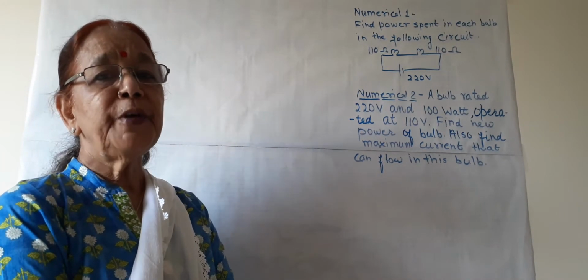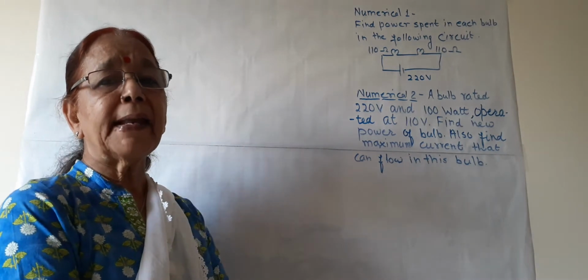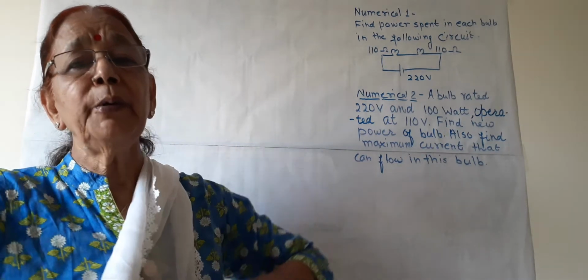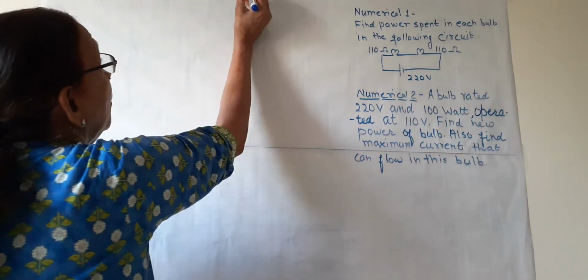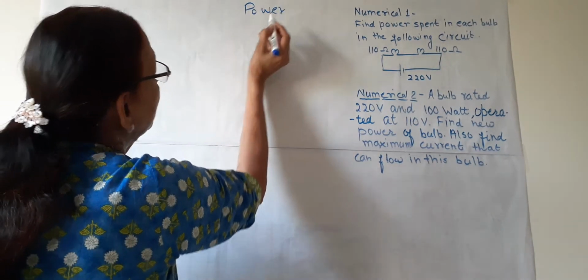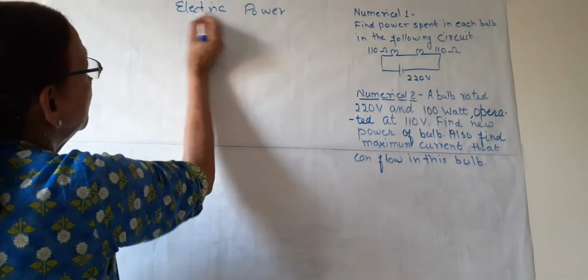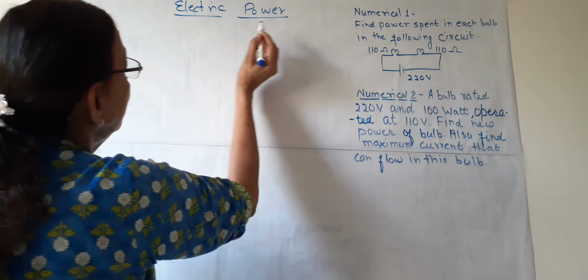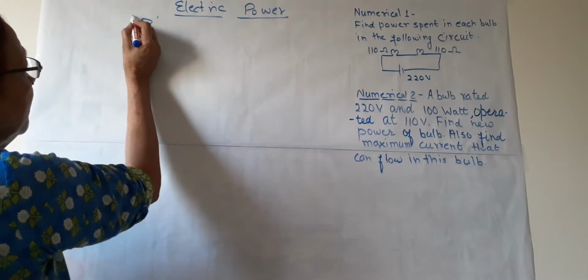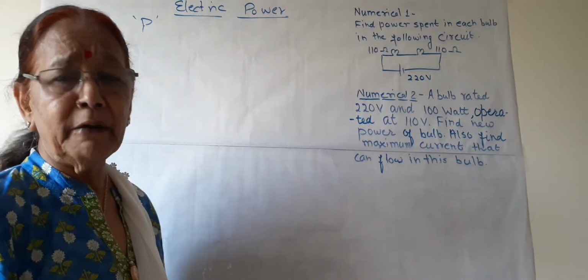This is our next video in electricity, part 10. Today we will learn about power, or electric power. It is denoted by the symbol P, all of you know. And in 9th also you have learned about electric power.